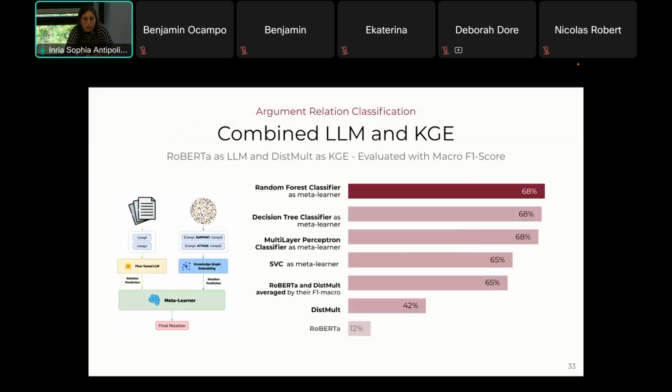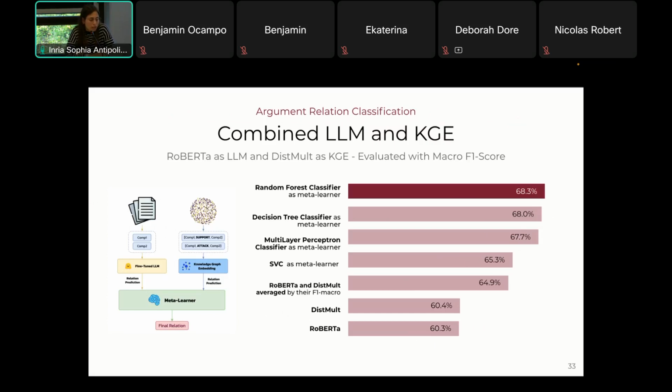Now let's reply to our research question. As I showed you in the pipeline before, we combined the two models, LLM and KG, using a meta-learner. The results are shown in this slide. As we can see, the RoBERTa model alone only reached a 60.3 F1 macro score in the argument relation classification, and the DistMult model reaches 60.4, while the combination of the two reached 68.3. As a meta-learner, we used a random forest classifier in this case.